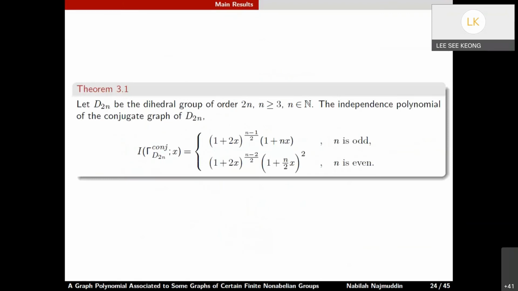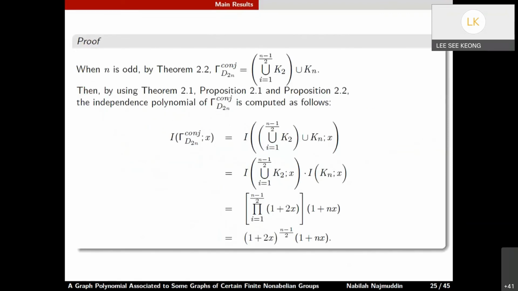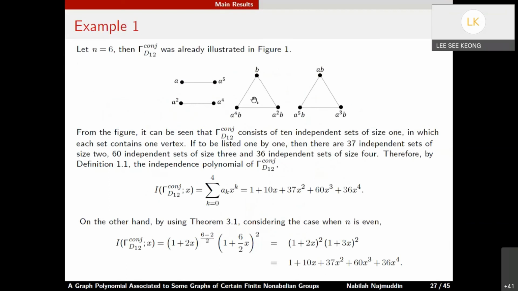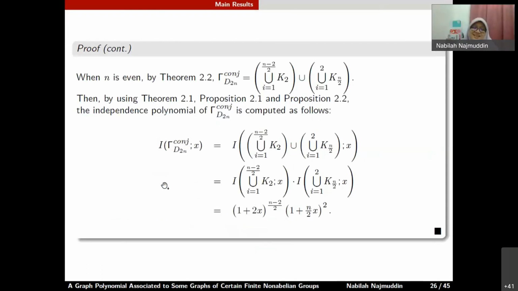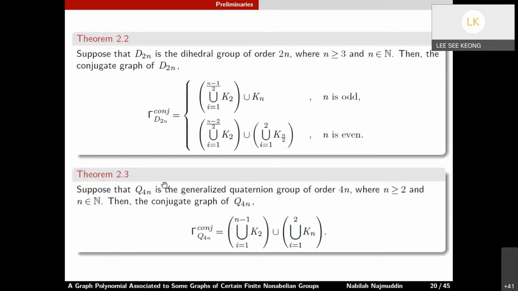Over here n equals 6, which is even. Go back to the previous formula. You take n equals 6, right? What's the formula? We have the union of K2, 6 minus 2 divided by 2, so 3 of K2. What are those 3 K2? It says 6 minus 2 divided by 2, the 3 of them. Union of 3 K2, I don't know what. That's why, what is this union of 3?